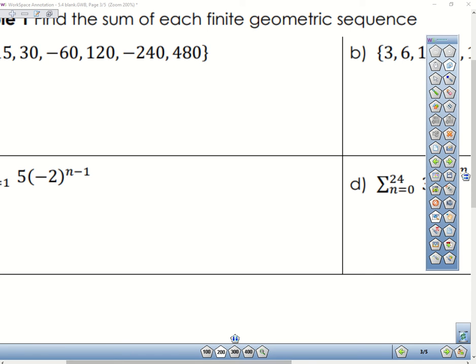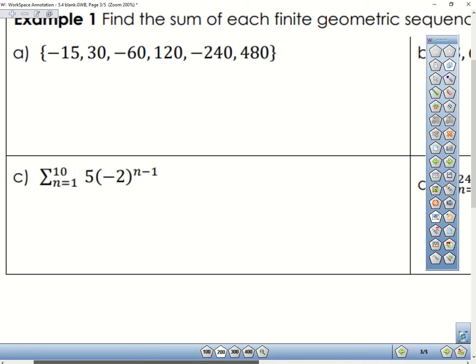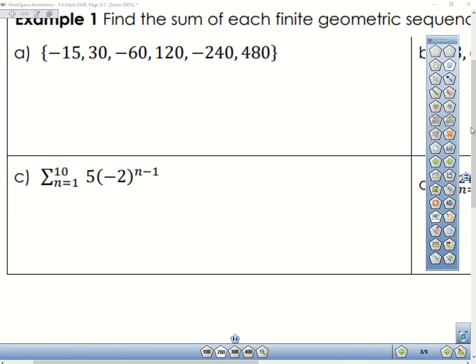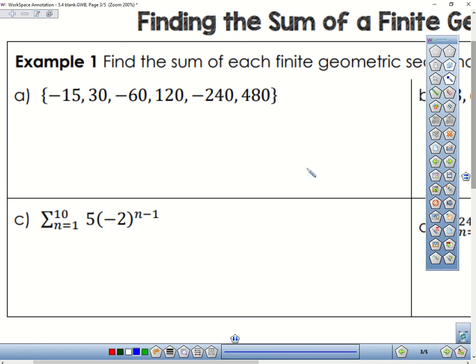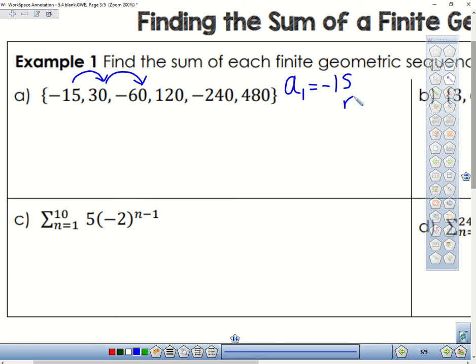Let's go ahead and look at example 1. It says, find the sum of each finite geometric sequence. In this question, the first thing you're going to want to do is find the first term and the common ratio. So what would be our first term here? Good, negative 15. And my common ratio is what? Negative 2, because every time we're multiplying by negative 2. And we know that our common ratio is always negative if the terms are alternating signs. So if it's going positive, negative, we know that our common ratio has to be negative.